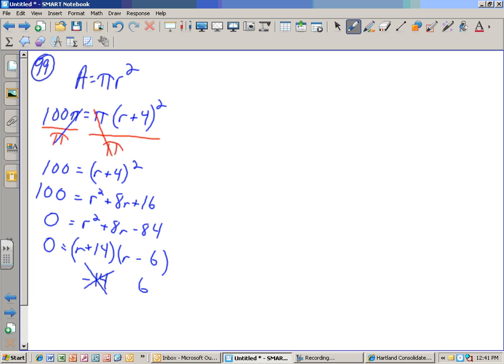Question? And that one, couldn't you square root when you're up at the first step? 100 equals r plus 4 quantity squared. Could you square root both sides and subtract 4? Yes, that might be easier.